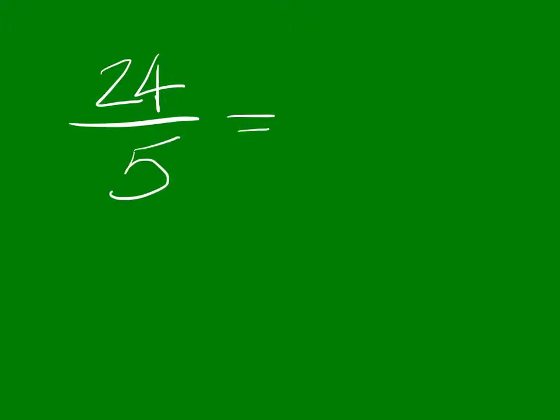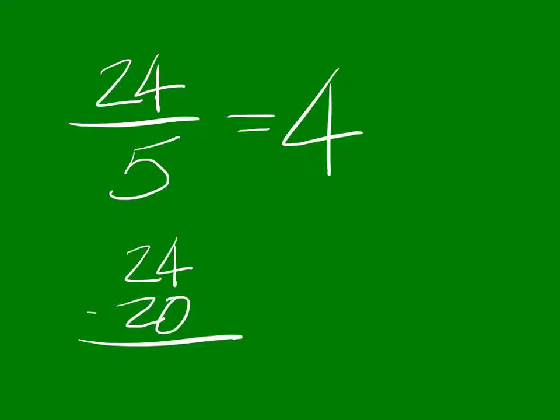How many times will 5 go into 24? 4 times. And what is 5 times 4? 20. We have 4 left over. 4 4/5.